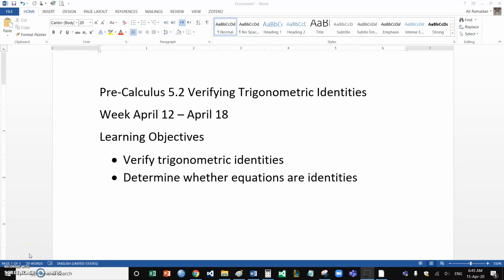Hi everyone, welcome back to the last part of Pre-Calculus 5.2, verifying trigonometric identities. Today we're going to focus on the second learning objective: determine whether equations are identities.